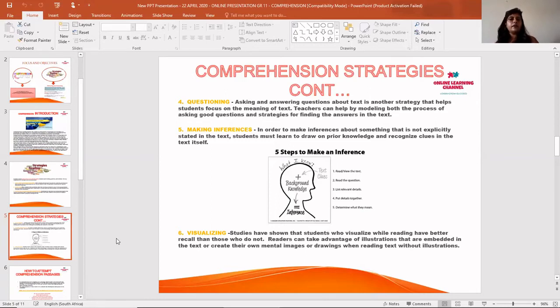Right, 6, we're going to look at visualization. Studies have shown that students who visualize while reading have better recall than those who do not. Readers can take advantage of illustrations that are embedded in the text to create their own mental images or drawings when reading text without illustrations.